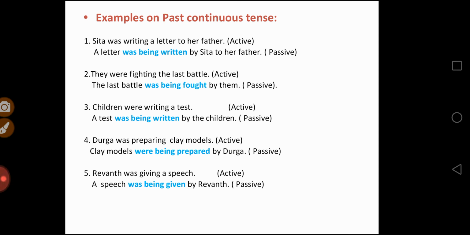Durga was preparing clay models. Clay models were being prepared by Durga. Here, clay models is in plural. That's why we have used "were being prepared". Revant was giving a speech. A speech was being given by Revant.